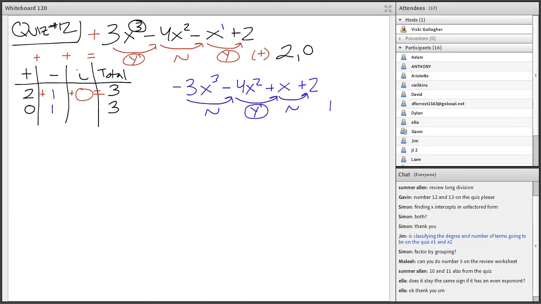For my second row of my chart, I have 0 positives and 1 negative, and I want that to equal 3. Well, right now I'm only at 1, and so if I want it to equal 3, I would need 2 more. And so for imaginary options, there are either no imaginary answers or there are 2 imaginary answers. So this is the first part of problem 12. This again is called Descartes' rule of signs.